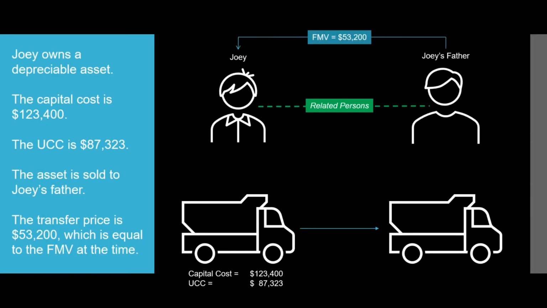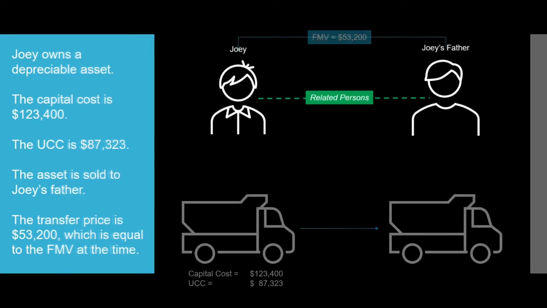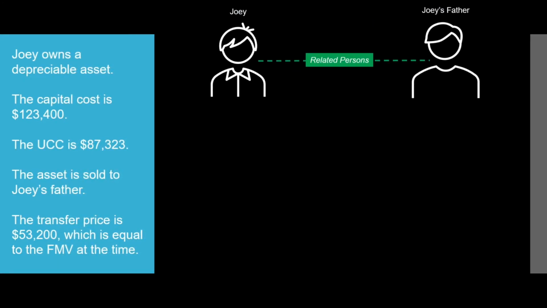That's what a picture could look like of this fact pattern if you chose to draw it out. But now let's zoom in and focus on the tax consequences for each individual. Now this fact pattern doesn't tell us what class the asset's in, but let's just say we have some CCA class, and this asset is the last asset in the CCA class. We were told what the undepreciated capital cost, or the opening UCC, was. It was $87,323. And then we also know it was sold to Joey's father.